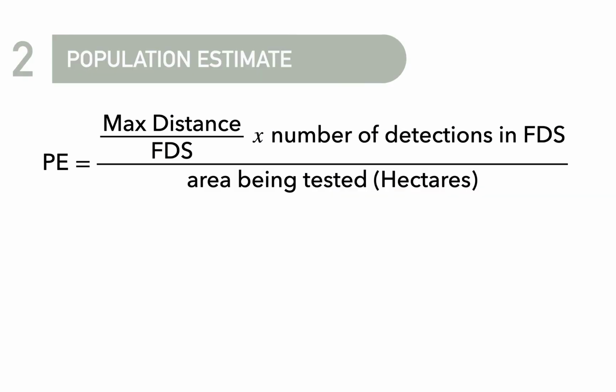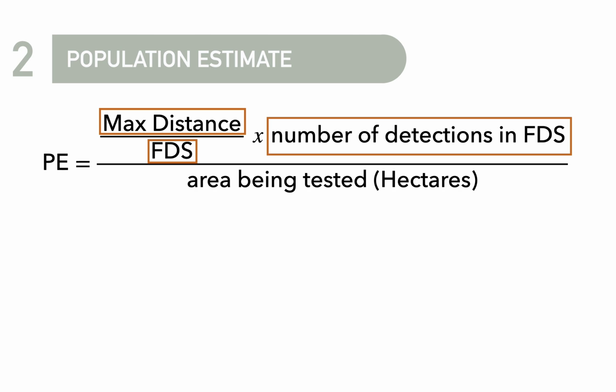We must use this full detection strip to determine a population estimate of the area we are studying. To calculate the population estimate, we need a few bits of information. First, the max distance, which would be 125 meters, for that is the farthest distance we are recording birds. The FDS is 15 meters, which we just calculated. We also need the number of detections in the FDS. Ensure that this is just the number of detections in the FDS and not the total number of detections, which is a common mistake. The last piece of information we need is the area being tested.